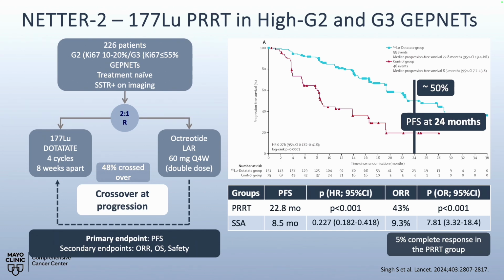If we look at those who got octreotide, well, it's not ineffective, but it's just not as effective. So 20% of them did not have progression at 24 months, and 5% of them had a complete response to lutetium dotatate, which is something we had never really seen much before, which was amazing with this trial. And that probably is because these tumors are a little bit faster growing and more sensitive to radiation.